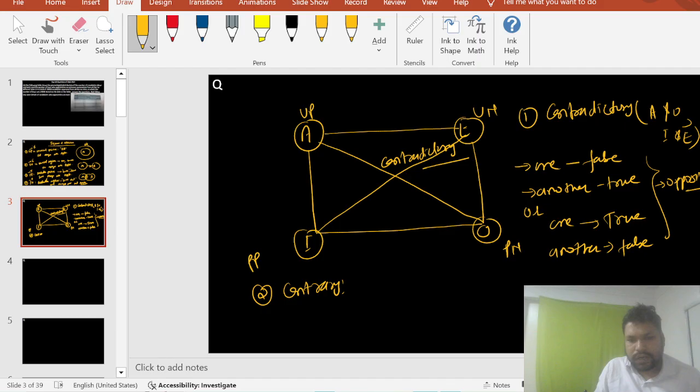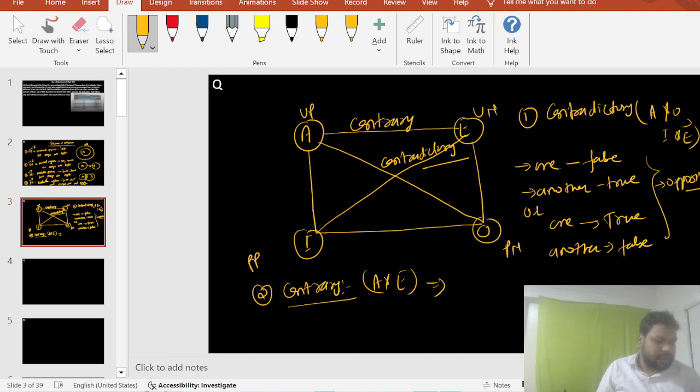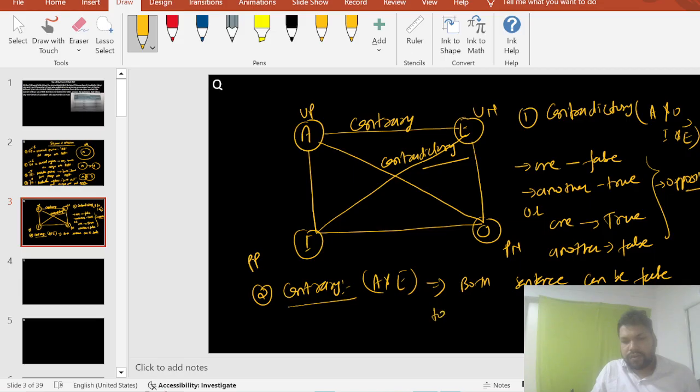Second one is called contrary. Contrary means this relation between A and E. Contrary means you keep in mind both sentences can be false together, but both sentences can't be true at a time. Both sentences can be false together, but they can't be true.